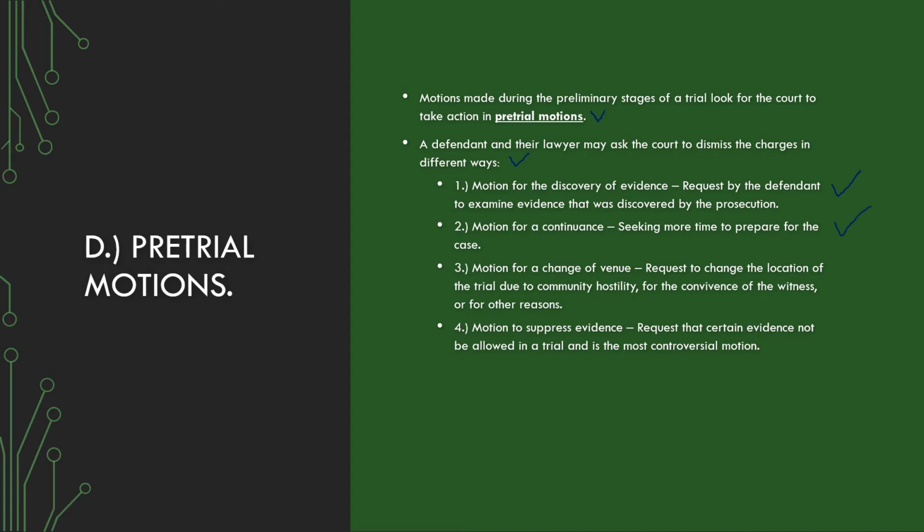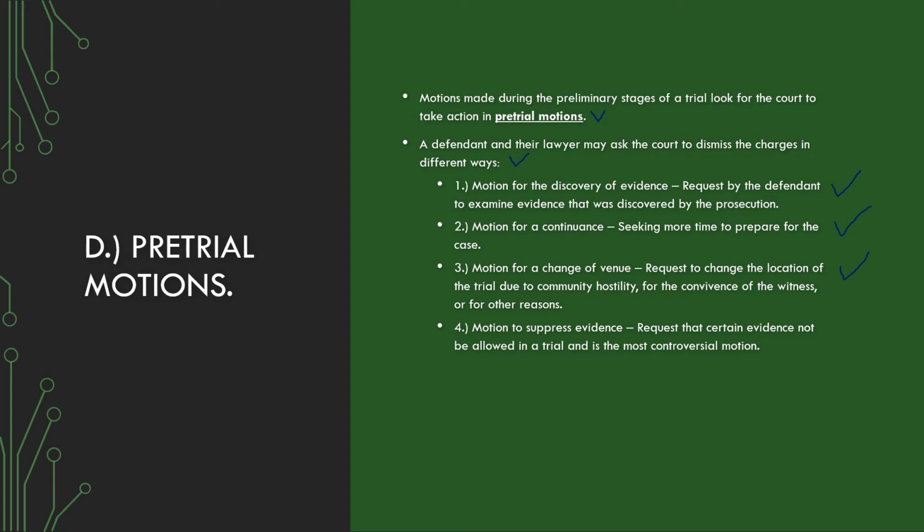Number two, a motion for a continuance. This means that either side can seek more time to prepare for the case. They might say, Your Honor, I'd like to ask for a motion of continuance. I need more time to prepare, or new evidence came forward and I need time to prepare. And again, the judge can allow or deny these motions.